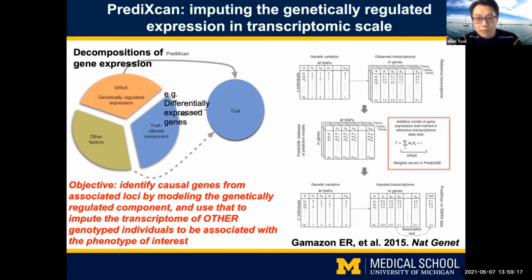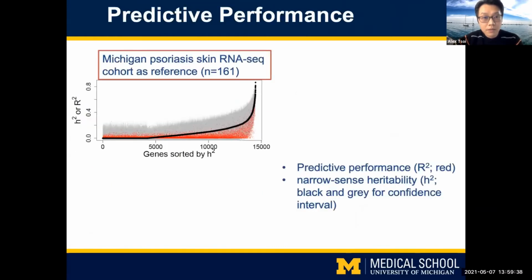Once you have this model, you can apply it on independent data sets, which may only have genotype data, to impute those genetically regulated components of the transcriptome. Then you can see what is associated with the disease status. For example, in our case, psoriatic skin or normal skin. As an example to illustrate one of the challenges we touched on, we need more samples to have a better estimation.